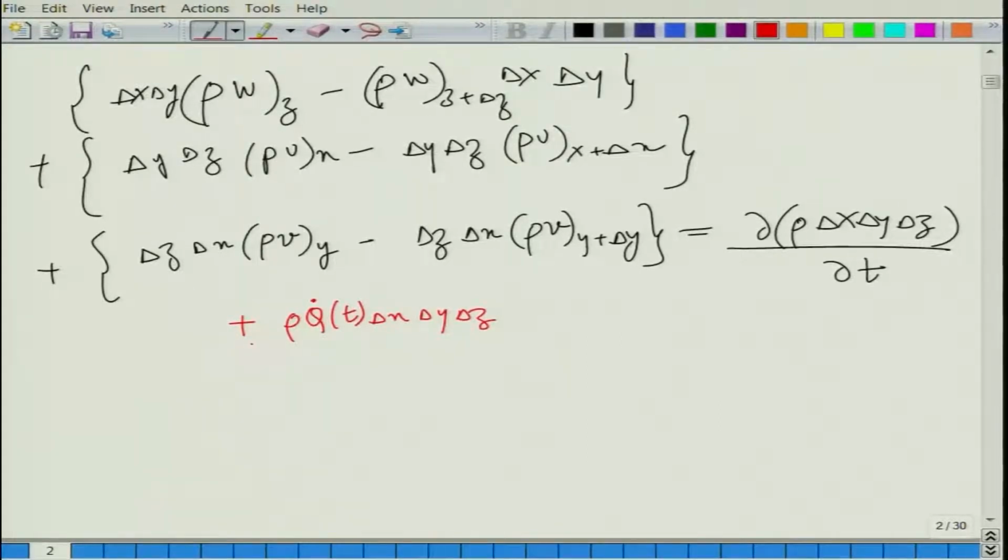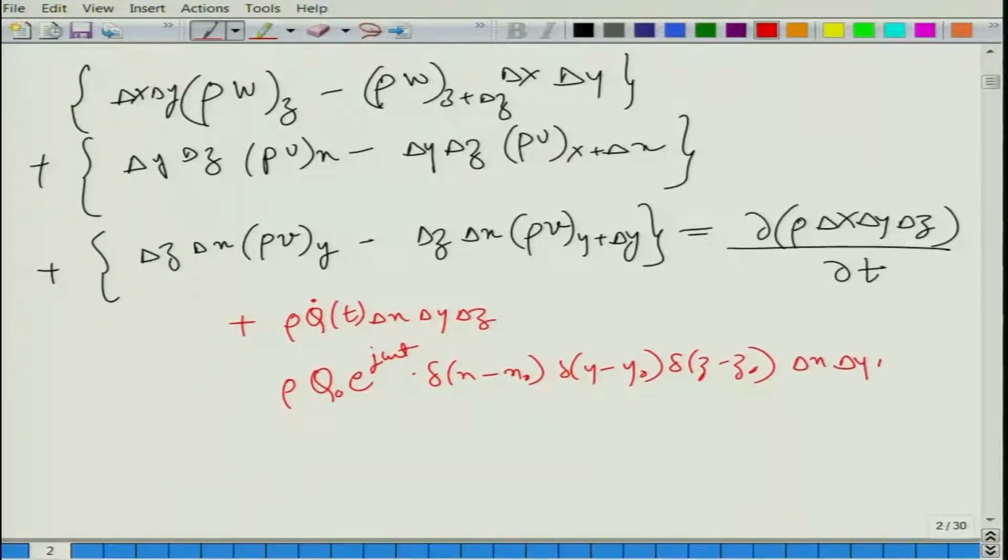For special cases, like if you have a point source, then you would have terms like rho q dot delta x, delta y, delta z. Suppose you have a time varying source, e to the j omega t, but it is localized at a point, so we get this. So, this term would be something like this. For now, I am just trying to give you a feel of this.